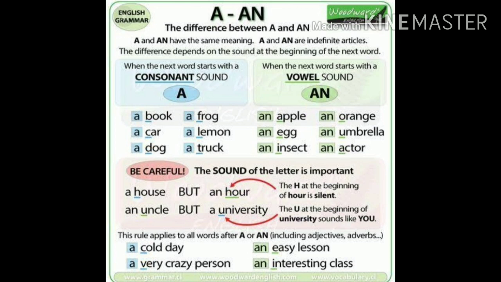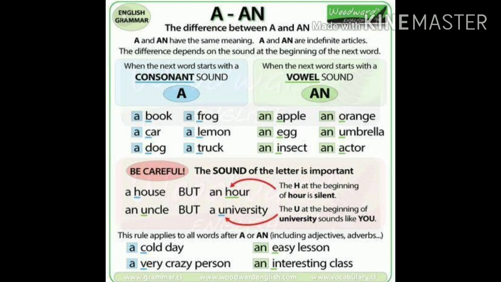In some cases, we should be very careful while using a or an. See the example: a house, but an hour. Can you guess why we have used an in front of h in the word hour? Because the H at the beginning of hour is silent. So we pronounce it as "our", not as "hour". So we use an in front of hour. Come to the next example.